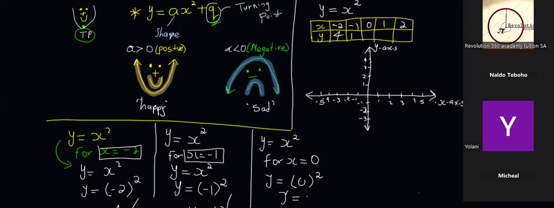You repeat the very same process. You're going to say y is equals to x squared. And then, since it's y is equals to x squared, now we're going to say for x is equals to 1. So it means to say, where there is x, you are now going to put 1. So that will be 1 squared. Y is equals to 1 squared is the same as 1 times 1, which is 1. So you're going to put 1. Yes, you're going to put 1, Yolani.